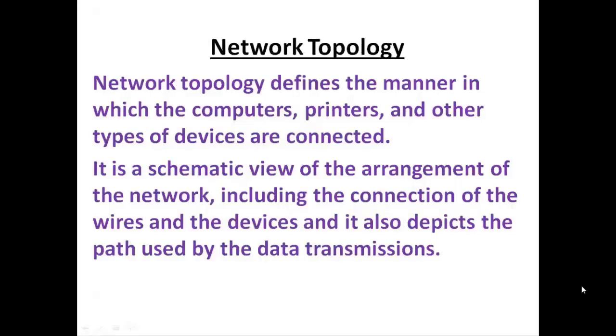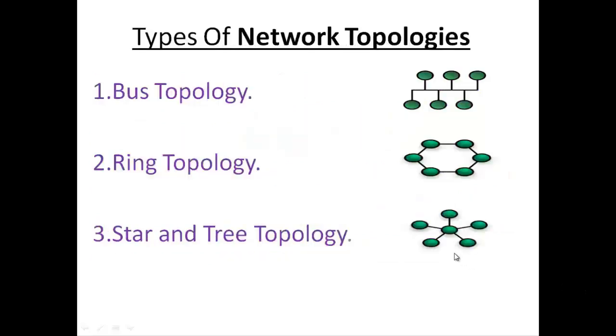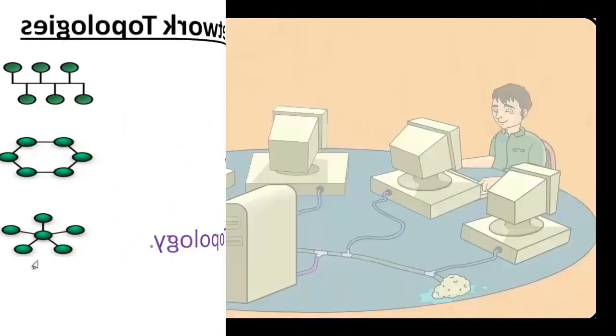Network topology. Network topology defines the manner in which the computers, printers, and other types of devices are connected. It is a schematic view of the arrangement of the network, including the connection of the wires and the devices, and it also depicts the path used by data transmission. Now we will study the types of network topologies.